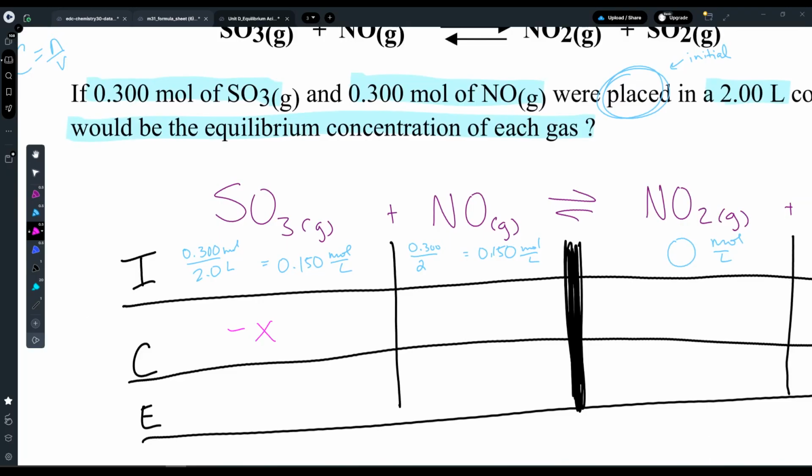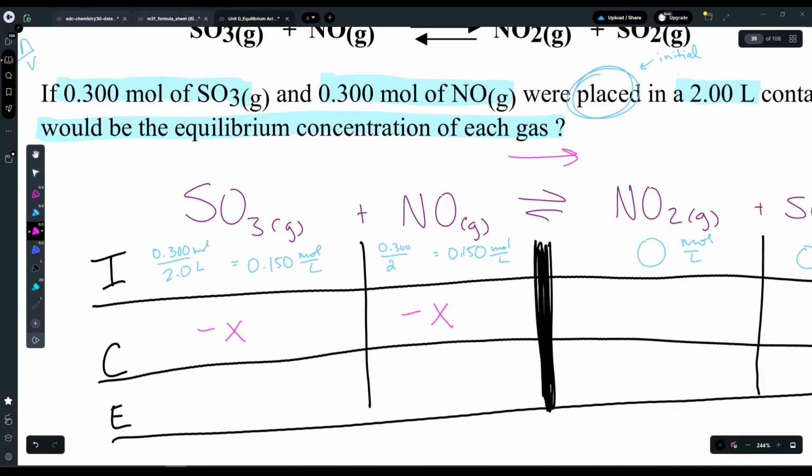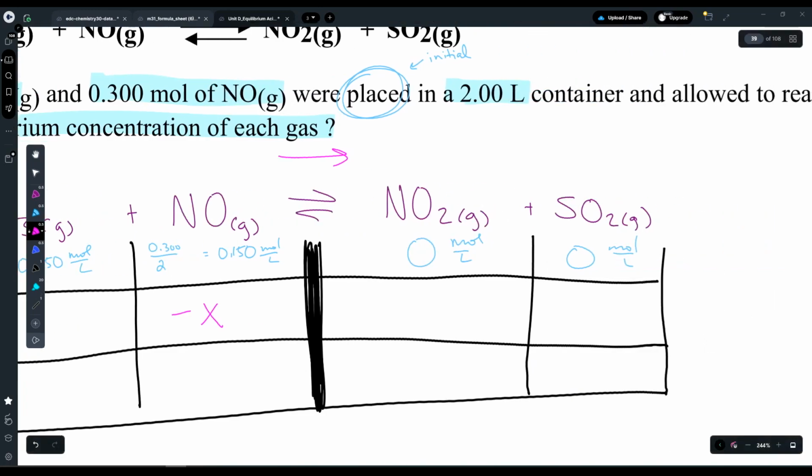So I'm going to go minus X because there's a 1 coefficient in front of the sulfur trioxide. And I'm going minus X because we have to use up the reactants to produce some products. Then I'm going to go plus X, plus X.